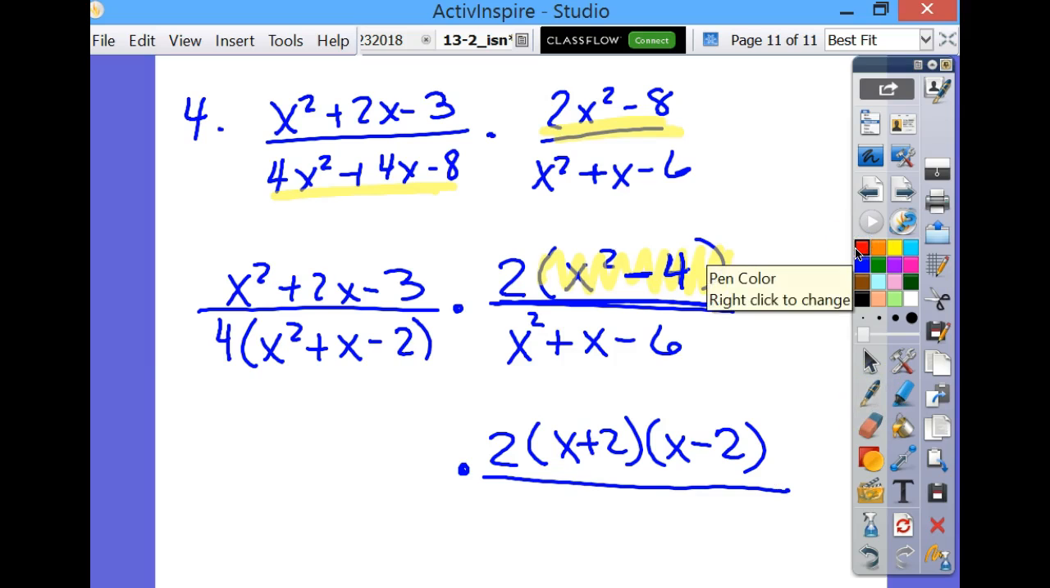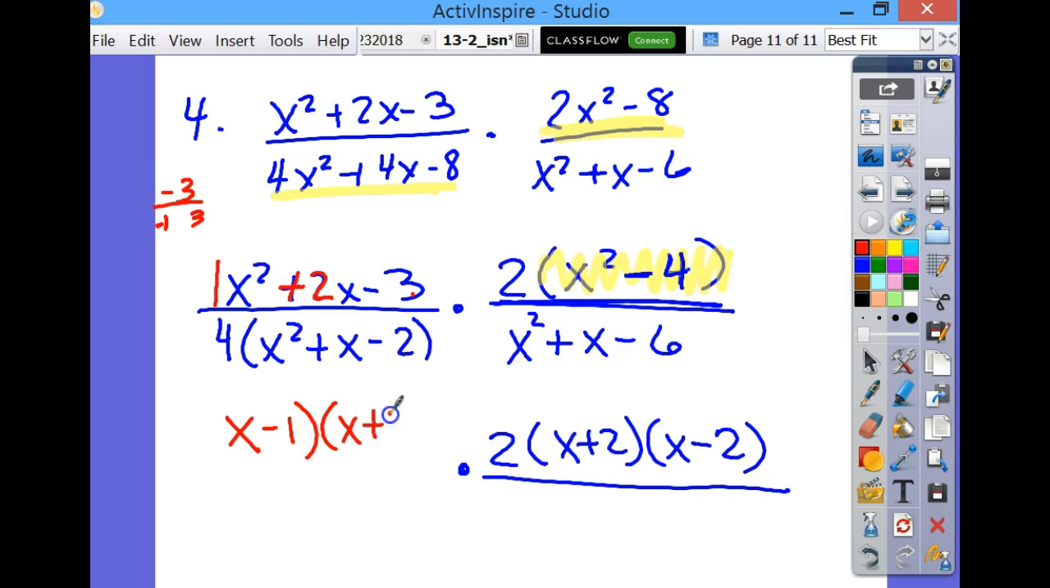So to factor this one right here, you multiply the first number times the last number, and you get a -3. The factors of -3 are 1 and 3, and I need the factors that add up to a +2. If I put the signs in there like that, this numerator right here factors into x minus 1, x plus 3. That's this numerator right here.